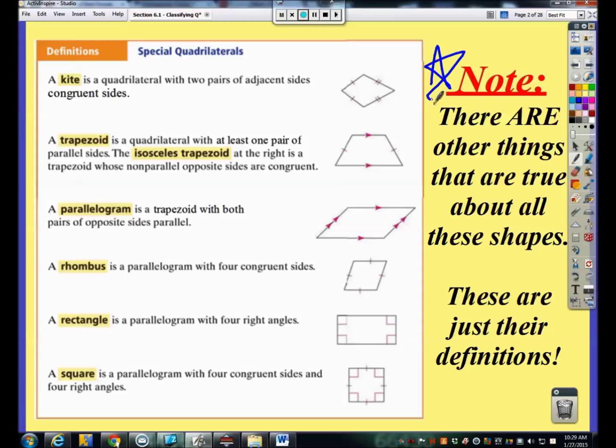Now, what I make note of here is these are just the definitions. There's plenty of other properties that are true about these shapes in terms of their sides, their angles, and we'll also focus on their diagonals. Again, the diagonals are the segments that go from one vertex to a non-adjacent vertex. So there are some special things that happen with diagonals in terms of lengths and in terms of angles that we will explore this chapter.